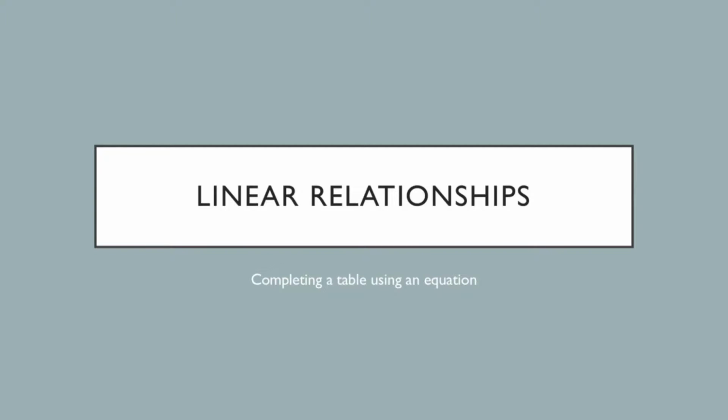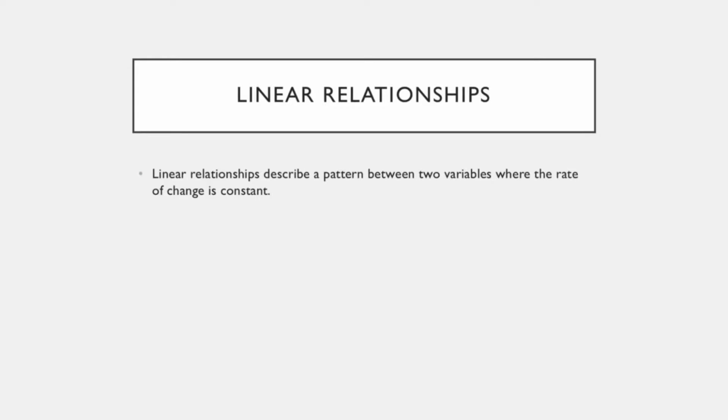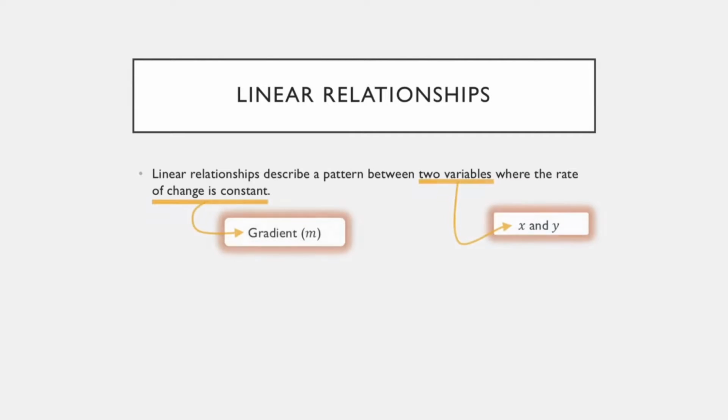Hey guys, in this video we are going to complete a table using an equation. Last video we covered that a linear relationship basically describes a pattern between two variables, and the rate of change is constant. The two variables were x and y, or if we're doing speed, distance and time, and the gradient is the rate of change, which is the same as speed. Now the rate of change doesn't change, so every hour we went up by 60 kilometers.